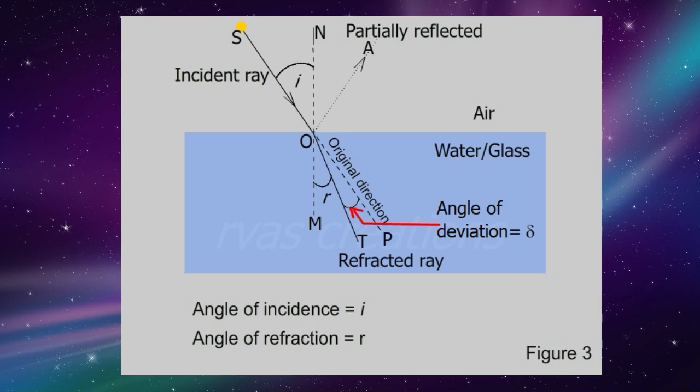The refracted ray OT makes an angle R with the normal OM to the surface. This angle is called the angle of refraction. In absence of the change in the medium, the ray would have traveled along OP. The ray inside the denser medium is deviated by angle POT from the original direction. This angle is called the angle of deviation, denoted by delta.